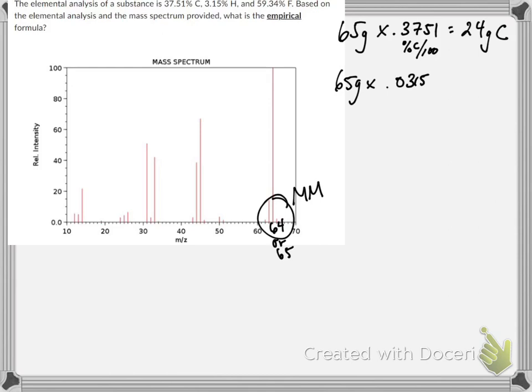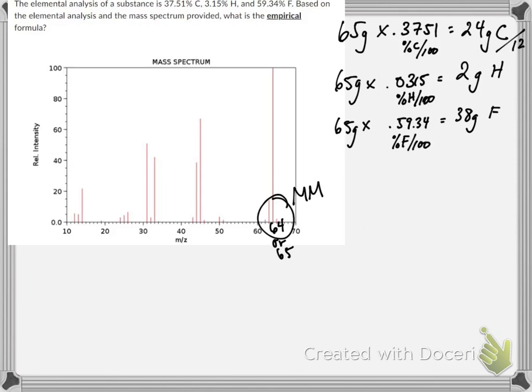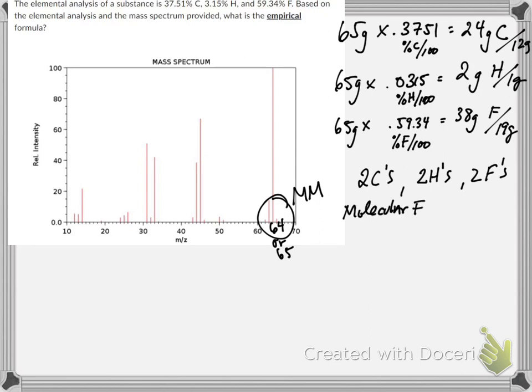Do the same thing for hydrogen. Get 2 grams of hydrogen. Remember, that's percent hydrogen divided by 100, times 65. And we do the same thing for fluorine. We get 38 grams of fluorine. Now, to obtain the integer contributions, we have to divide by their atomic masses. And if we do that, we see that we get a ratio of 2 carbons, 2 hydrogens, and 2 fluorines, from which we can construct the molecular formula, C2H2F2.